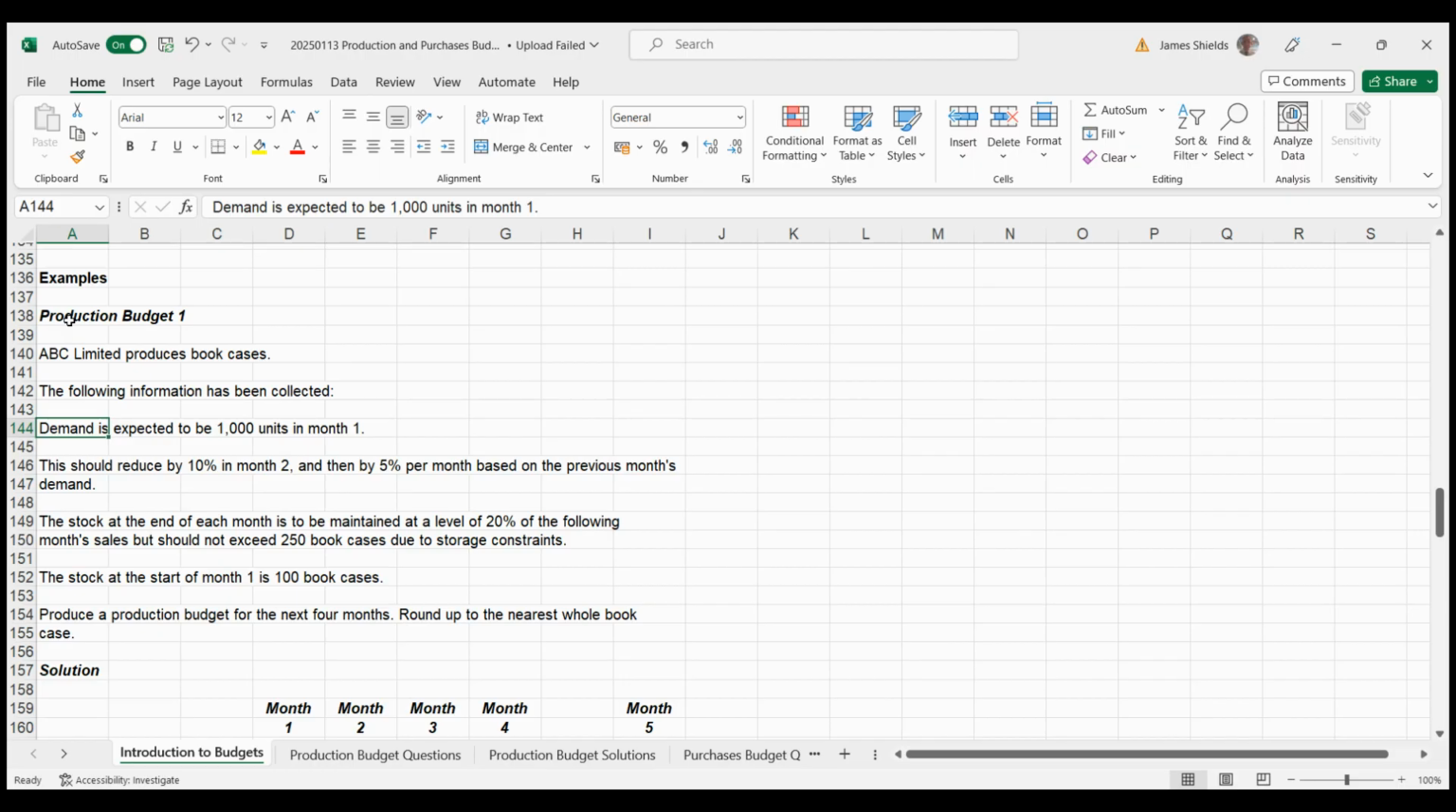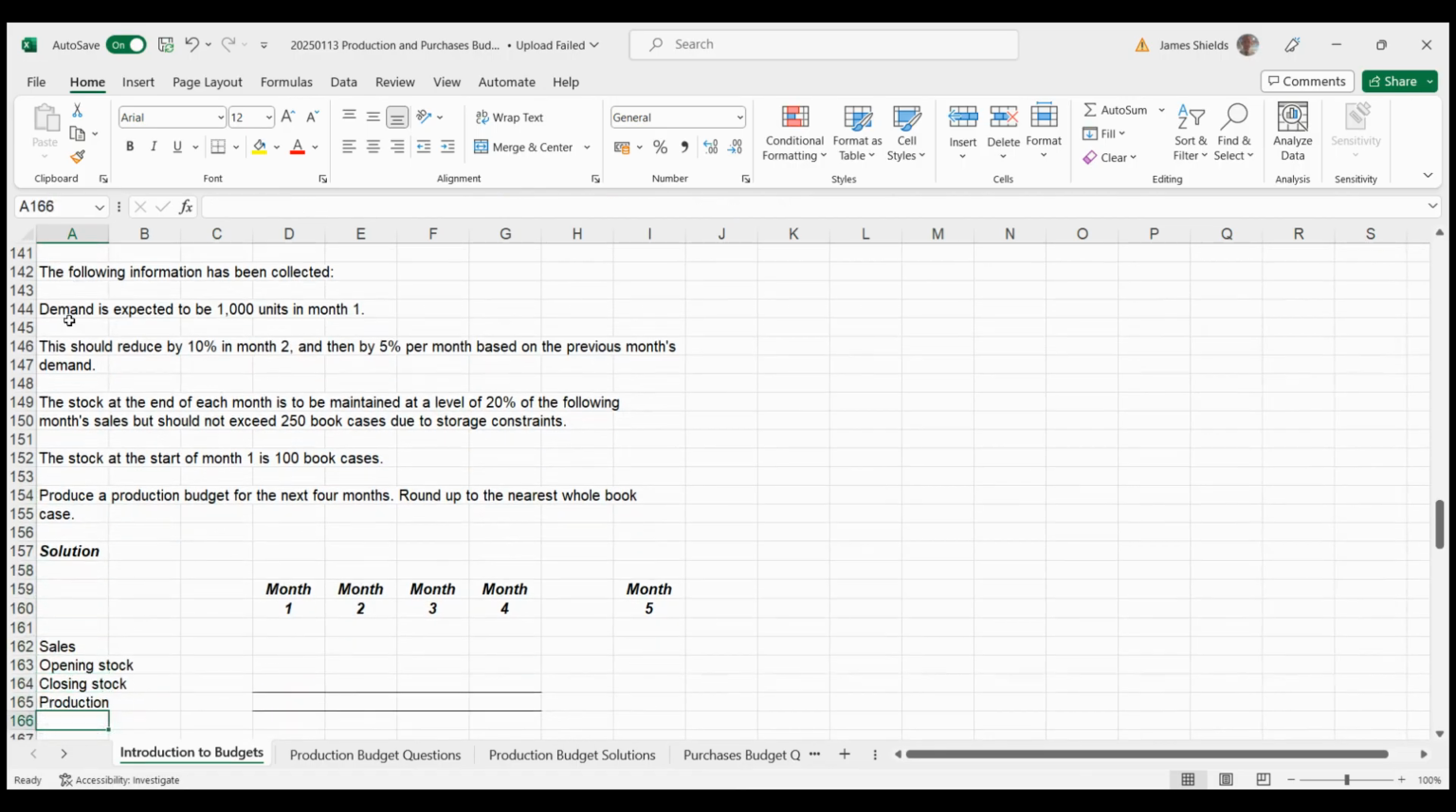Demand is expected to be 1,000 units in month 1. This should reduce by 10% in month 2 and 5% per month based on the previous month's demand. The stock at the end of each month is to be maintained at the level of 20% of the following month's sales, but should not exceed 250 bookcases due to storage constraints. The stock at the start of month 1 is 100 bookcases. You've got to produce the production budget for the next 4 months, round up to the nearest whole bookcase.